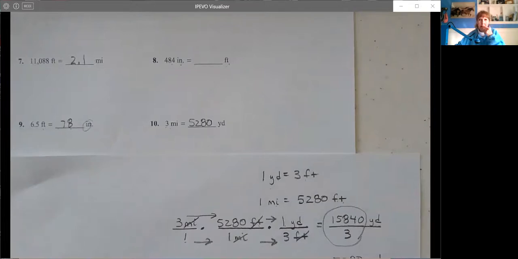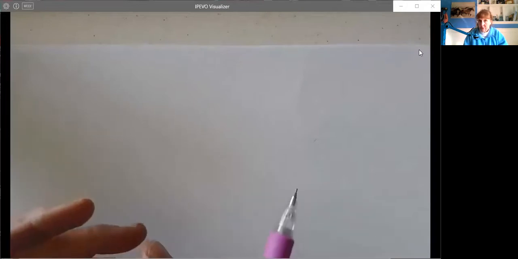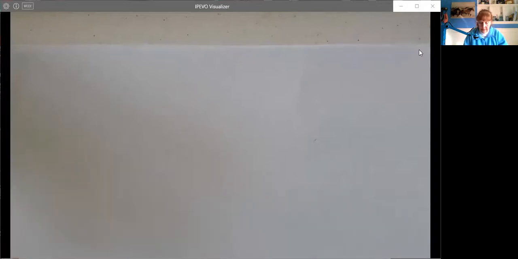If you know a direct conversion, then you can just do it at once. Now we're going to look at the metric system, converting within the metric system. So now when we're talking about the metric system, in this unit they've used the meter, but again, this can be used for grams or liters as well.